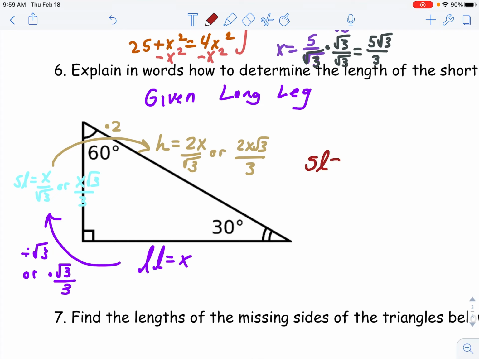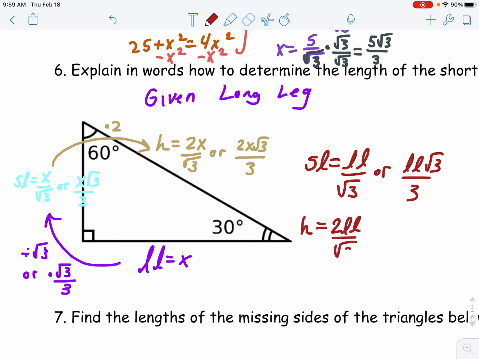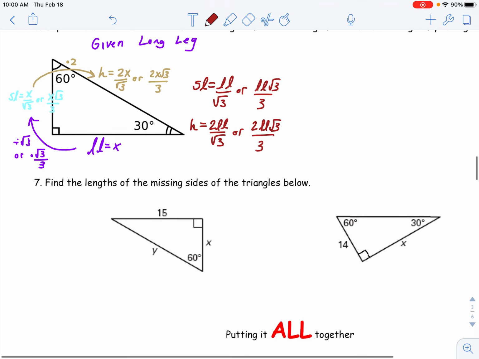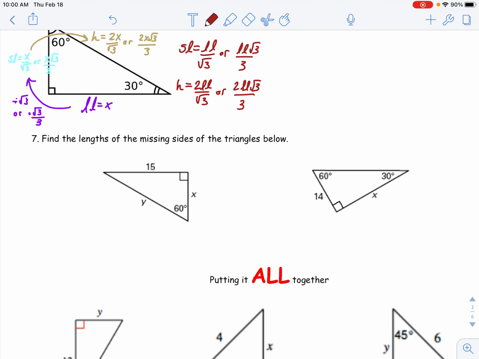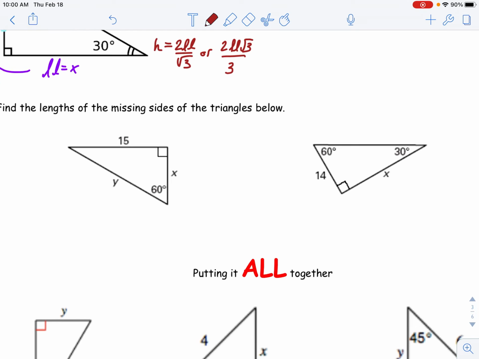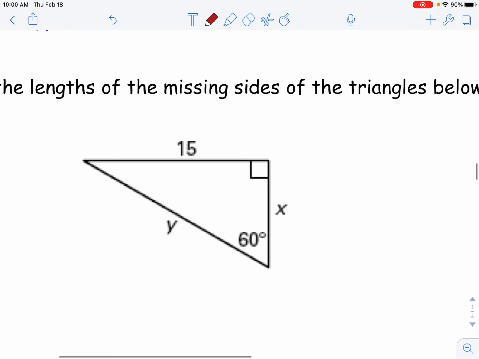So the short leg equals the long leg divided by radical 3 or long leg times radical 3 over 3. And then the hypotenuse equals 2 times the long leg divided by radical 3 or 2 times the long leg times radical 3 over 3. Seems scary, but don't worry, we're going to practice it and we're going to get really, really good at it. So this is all it means right here: find the missing sides of the triangles below.